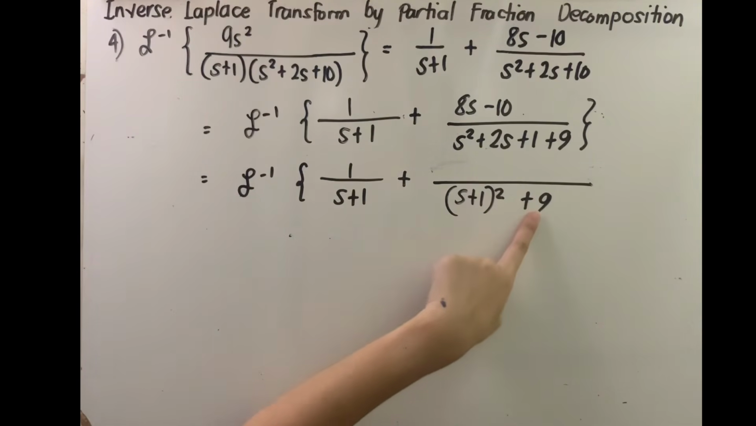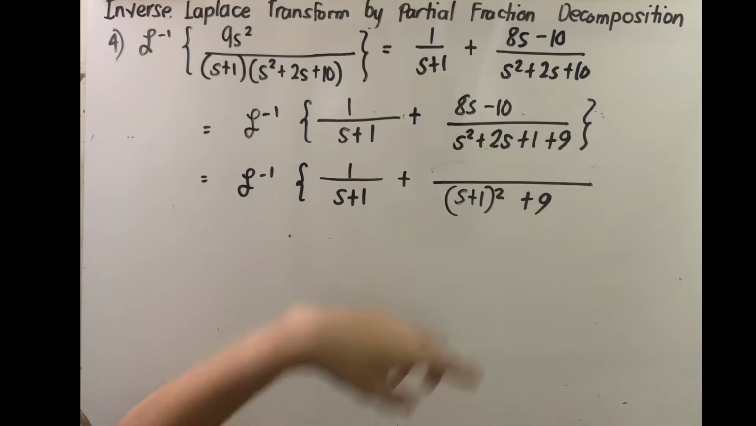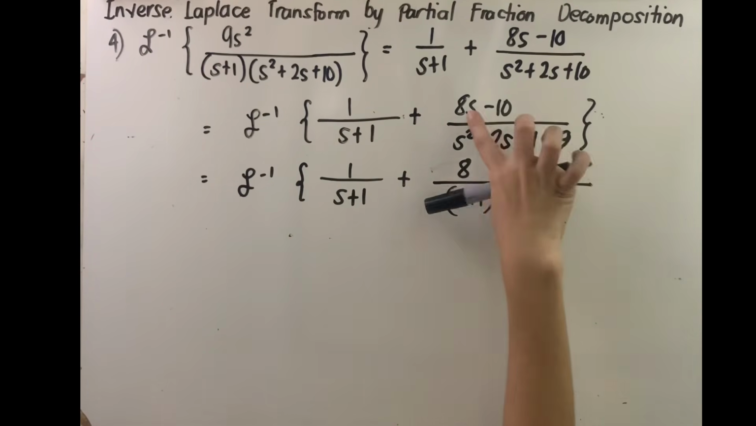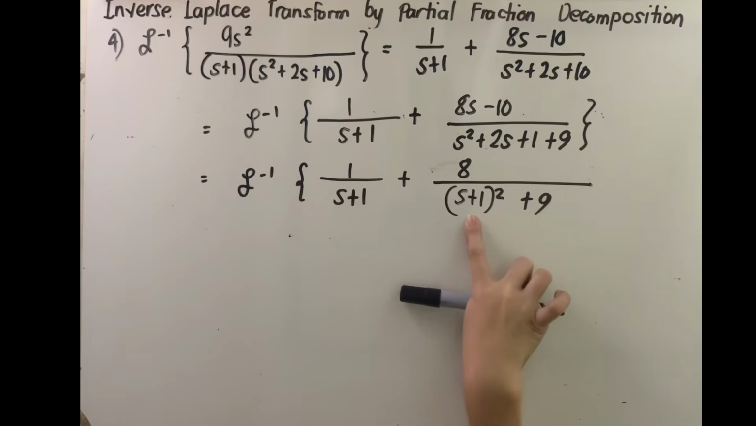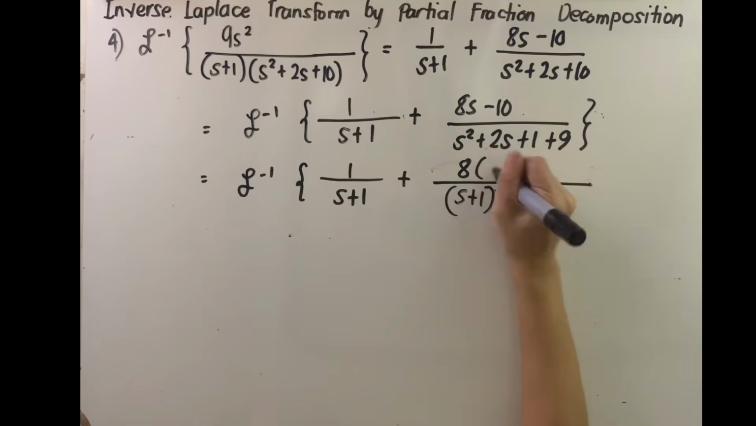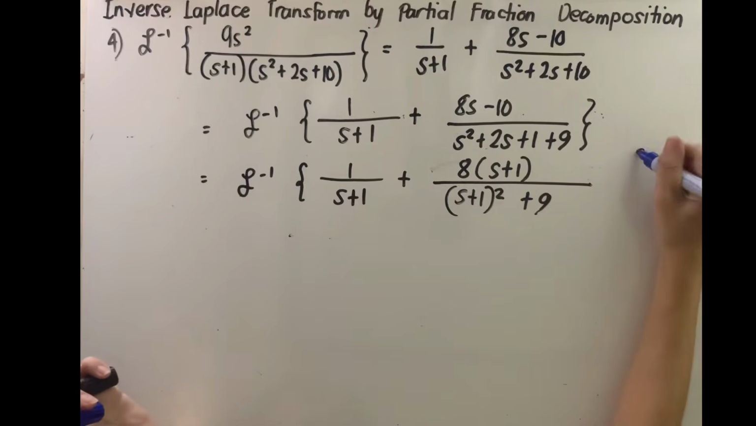have sum of squares, ibig sabihin, papasok tayo sa either you have cosine kt or sine kt. So, since you have an s term in the numerator, ang gagawin natin ay isusunod natin yung s term na yon dun sa s minus a that is present in the denominator. Which means, yung s dito, I'm going to replace it by s plus 1. And then, I will try to expand this. If I expand this, this is 8s plus 8.